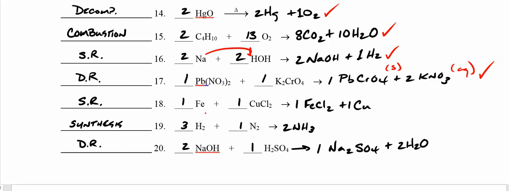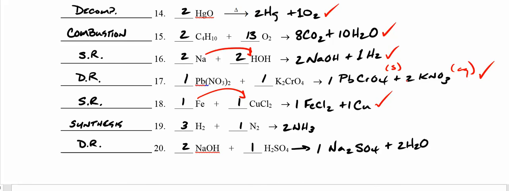We've got iron by itself and we've got copper chloride. It's a single replacement reaction. Will iron overtake copper, and the answer is yes, it will. Iron is higher than copper, so it's going to replace it. We get iron chloride, right, just like that, plus copper by itself.